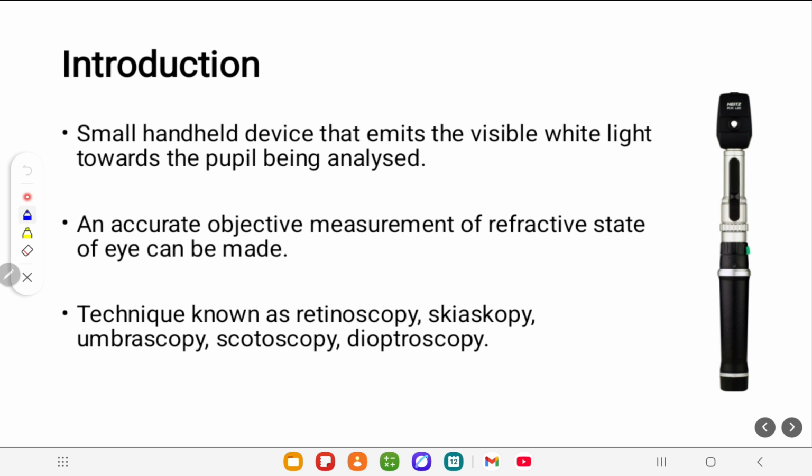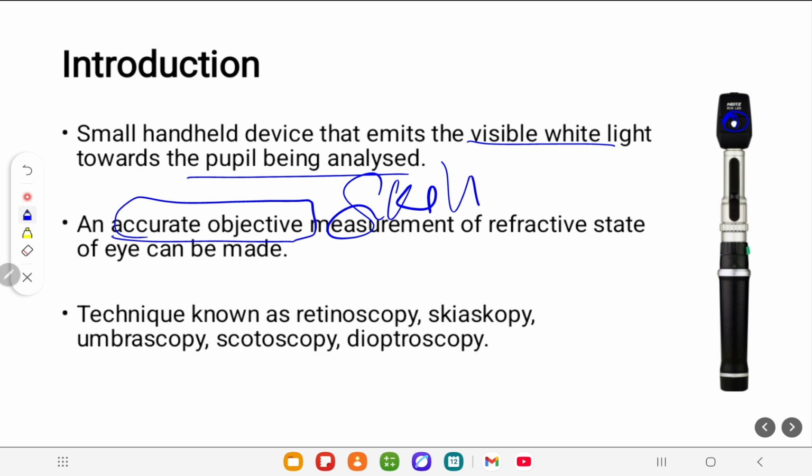So basically, what is a retinoscope? It is a small handheld device that emits visible white light towards the pupil. That's the simple thing. I'm basically a fan of the high-end retinoscope. An accurate objective measurement of the refractive state of the eye can be made. It depends upon the skills of the optometrist. It's not an autorefractor, isn't it?